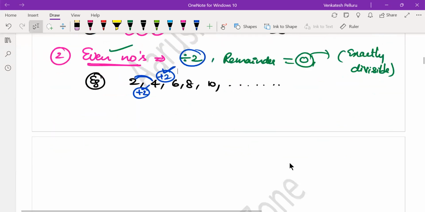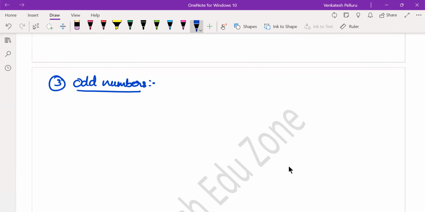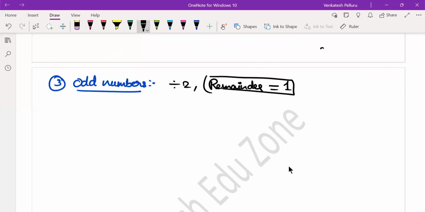Okay, now we will be looking at the third type of numbers. They are odd numbers. So what are odd numbers? Odd numbers are a group of numbers which, when divided by 2, will leave a remainder in every case. In every situation, the remainder will always be 1. The remainder will be equal to how much? 1. For example, I take 5.